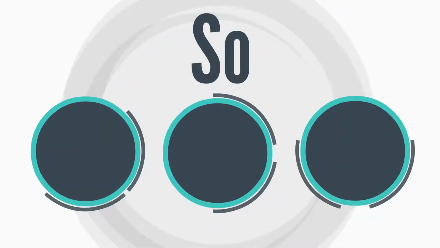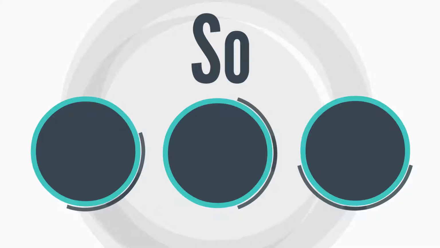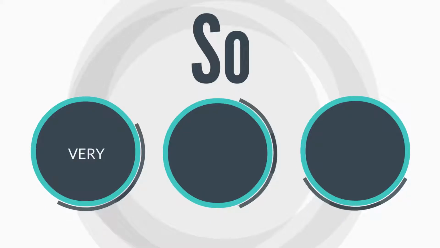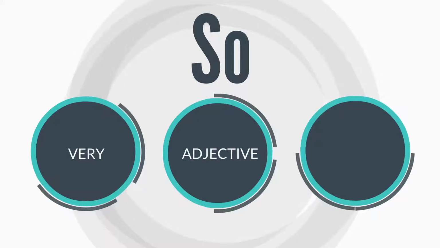So, a common intensifier in English you can use is so. It means very. It can go before an adjective or an adverb.